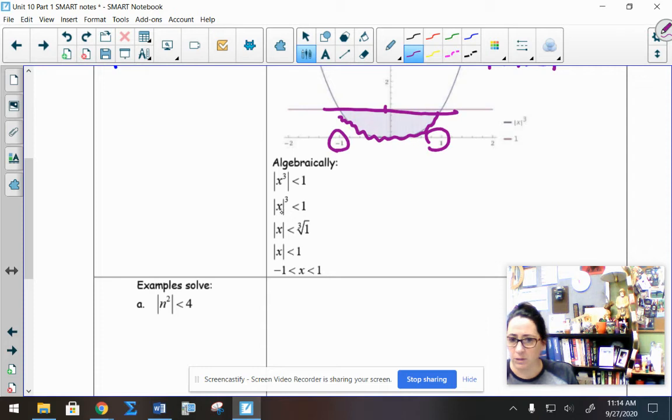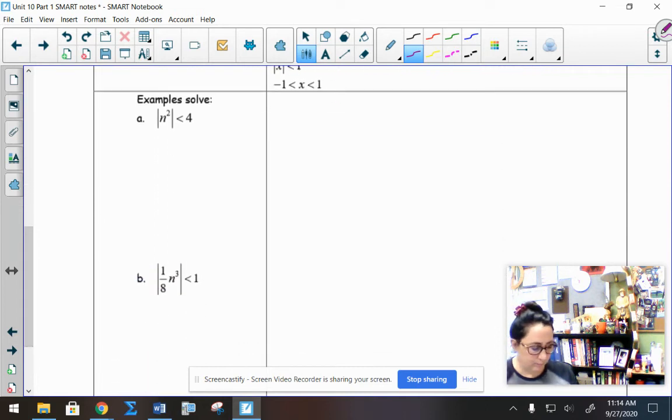Okay, so let's try A together. If I graphed it, I'm going to graph the absolute value of something like x squared, and that's already all positive anyway, so I don't have to do any flips. And then I'm looking for where that is less than 4, so I would go to where this is 4 and see where that's less, and I know that between -2 and 2 are where those values would be. So I could say that -2 is less than n is less than 2. That would be the graphical approach.